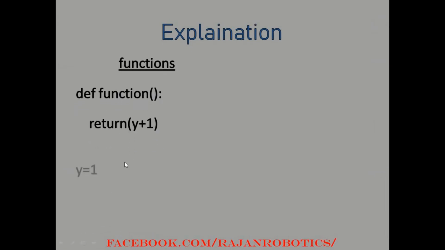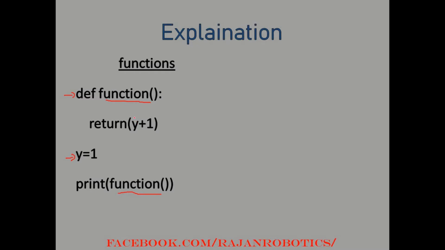Okay, so def function: return y plus 1, y equal to 1, print function. When we say def function, in the first line of the program, it will never read the remaining function lines, so it goes to the next line. Here it creates y equal to 1. Then print function: now it calls the function and goes into the function.